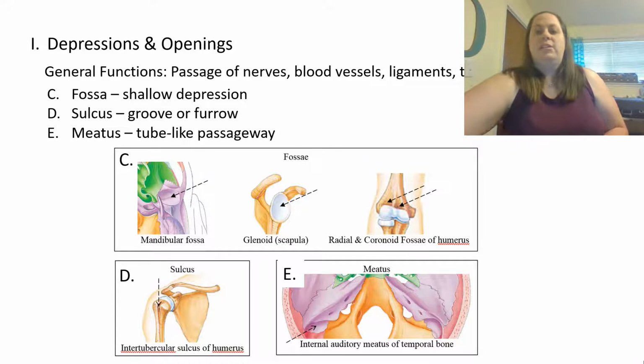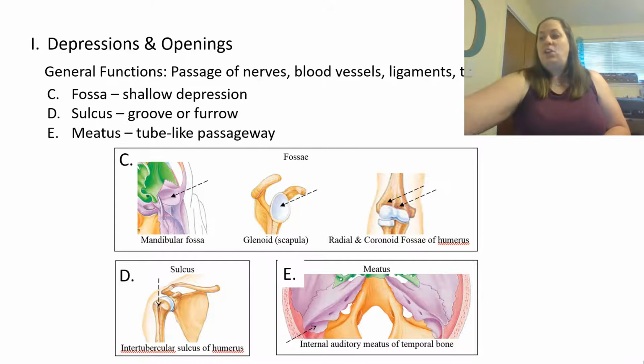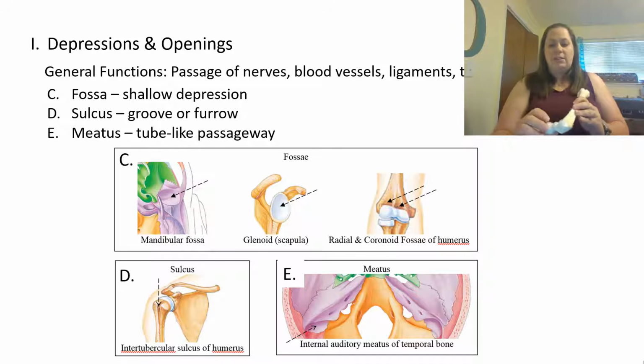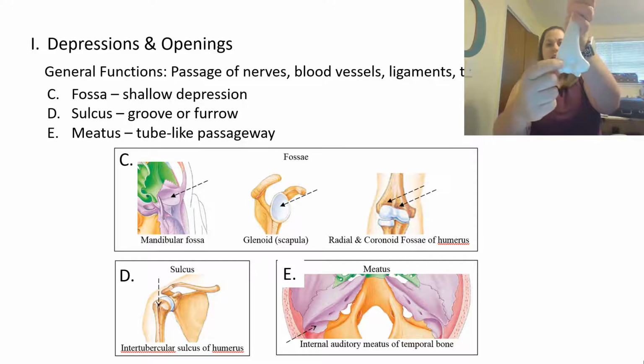We also see that there's some fossas like on the scapula. This right here is called the glenoid fossa. It's going to allow for the humerus head to come in here. As well as on the humerus itself, down towards the bottom, you're going to see some fossas. Okay, so these little indentions that you see here in the bone are what we call a fossa.